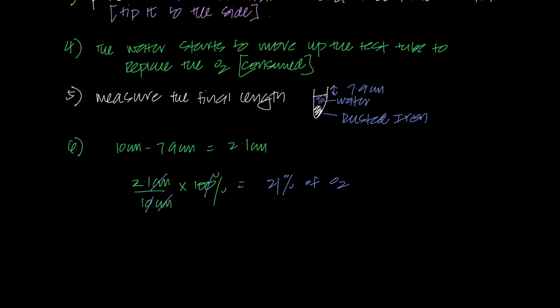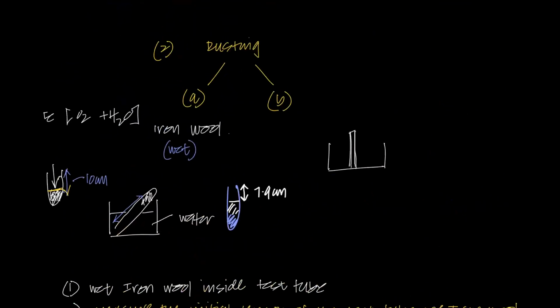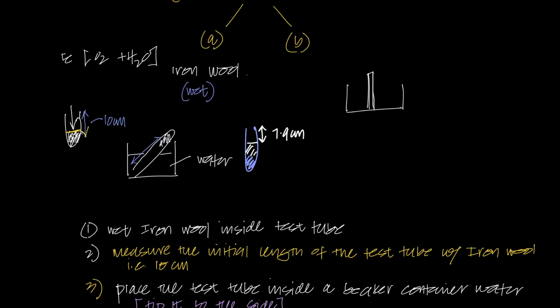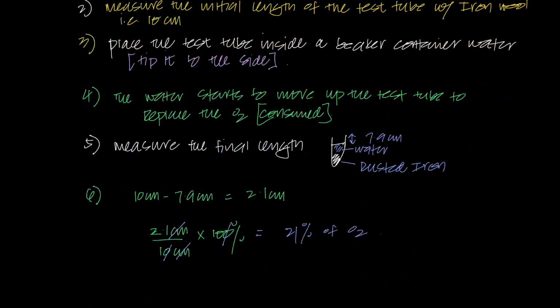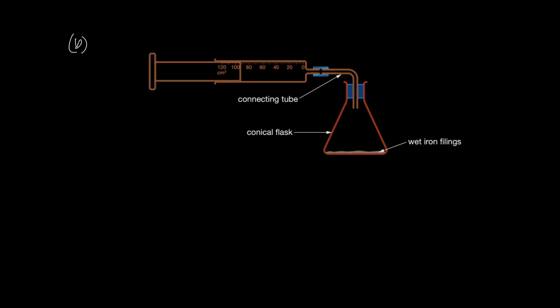Now, I did say that there's a second way of finding the volume of oxygen, or the percentage of oxygen in the air, through another method. I'll call this method number A. It's just a difference of apparatus. And then I'll call the other method number B. If I show you the apparatus for method number B, I'll show it to you right here. So that's the apparatus for method number B.